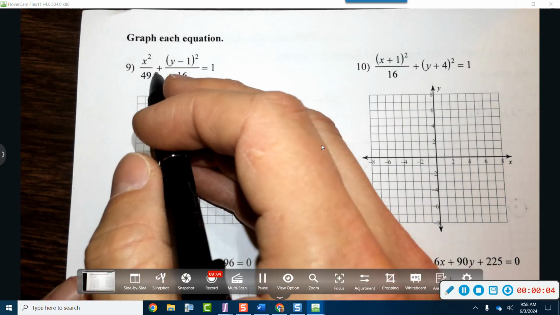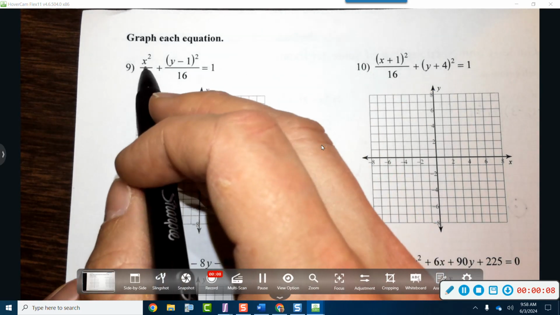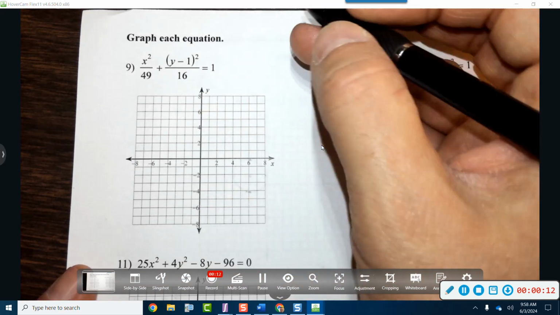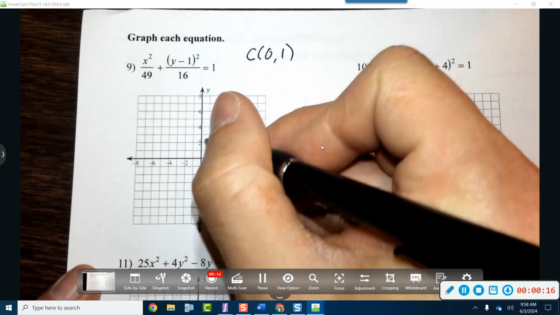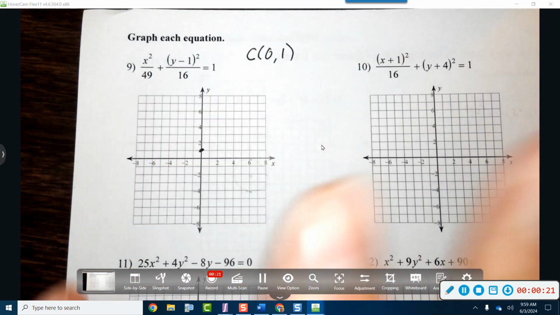All right, you can tell here that we have an ellipse because we've got some lopsidedness here. This has a division of 49 and this y-coordinate has a division of 16. So let's find the center of this ellipse, and that's going to be 0, positive 1. And what this does is it tells us that it's a little lopsided.